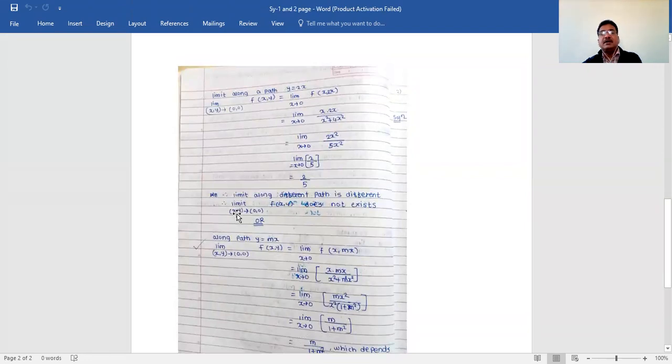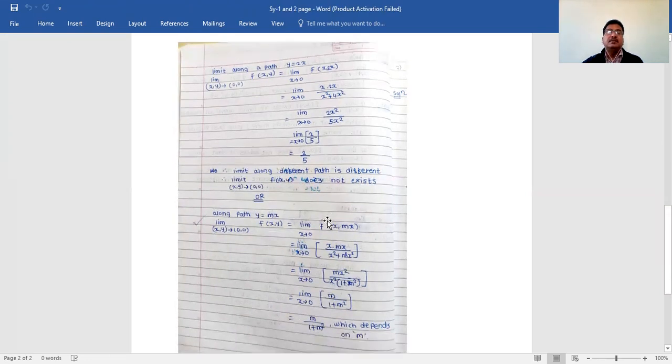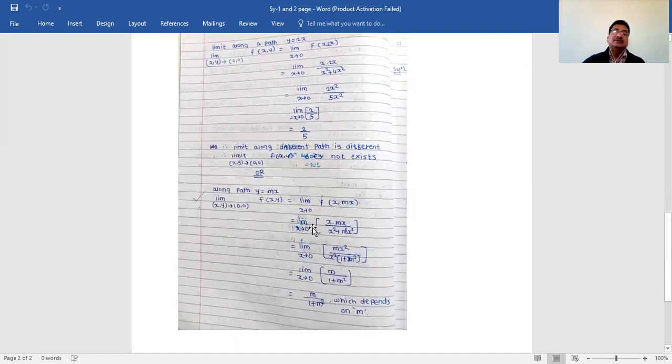And therefore the limit as (x, y) tends to (0, 0) of f(x, y) does not exist. Okay, so this is one way of the proof or solution of this example. We can also give the proof or solution of this example by using the second method, that is, we find the limit along the path y equals mx.